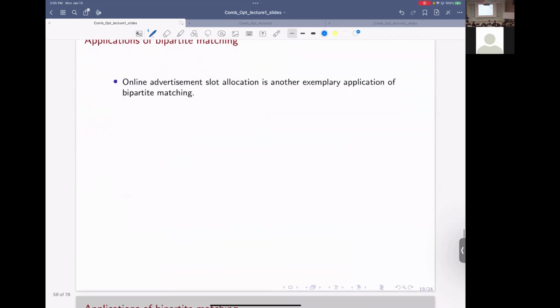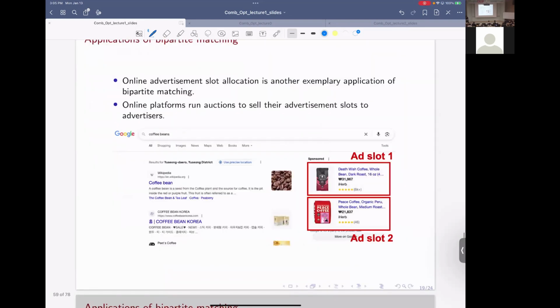Also, the online advertisement slot selection problem is another example. If you look at Google, they have ad slots. Of course, the top one or the second top are the most preferred locations for advertisers. So if companies want to put their advertisement on Google, they need to compete with other companies as well. The matching is allocated based on bidding prices in an online auction. We'll also cover this in lecture 5.